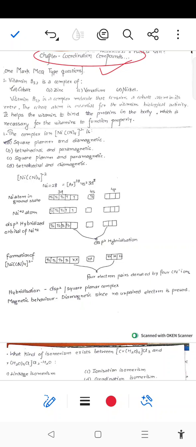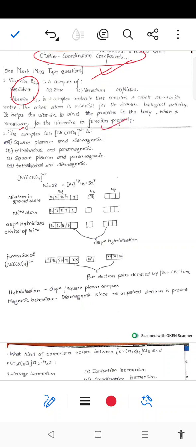So the first question is: vitamin B12 is a complex of cobalt, zinc, vanadium or nickel? So the right answer is cobalt, because vitamin B12 is a complex molecule containing a cobalt atom at its center. Second, nickel cyanide [Ni(CN)4]2-, what is its geometry?